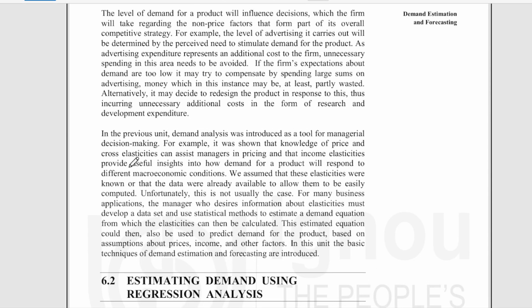The level of demand for a product will influence decisions which the firm will take regarding the non-price factors that form part of its overall competitive strategy. For example, the level of advertising it carries out will be determined by the perceived need to stimulate demand for the product, as advertising expenditure represents an additional cost to the firm. Unnecessary spending in this area needs to be avoided.